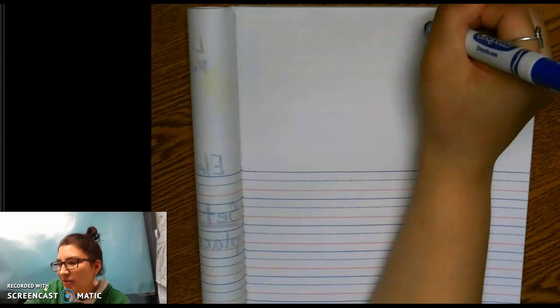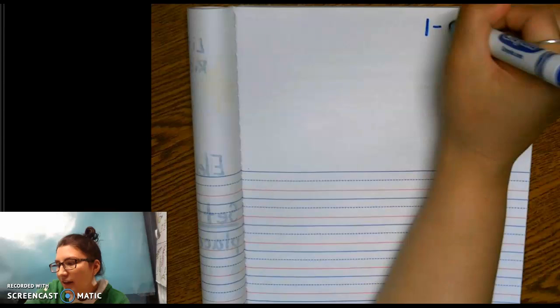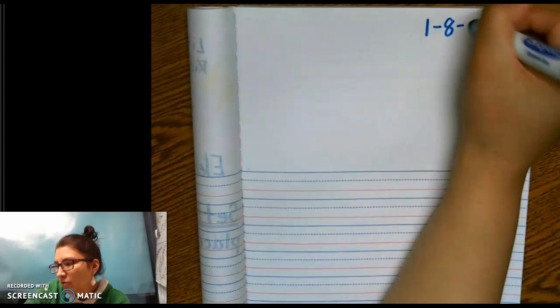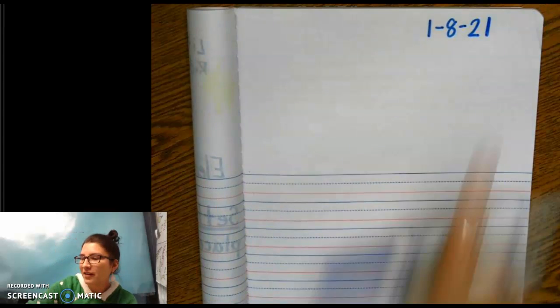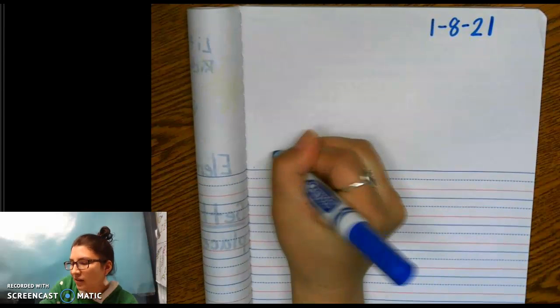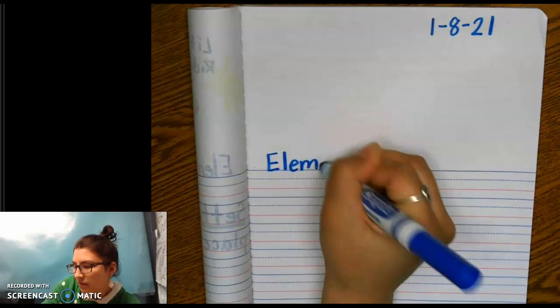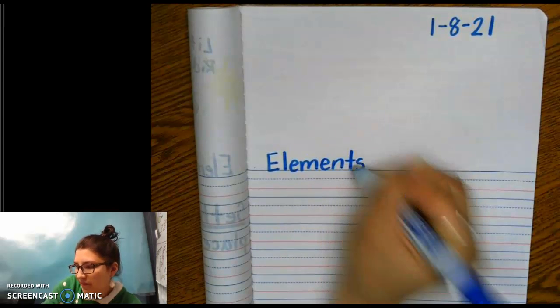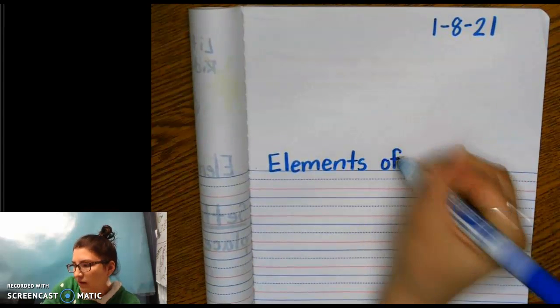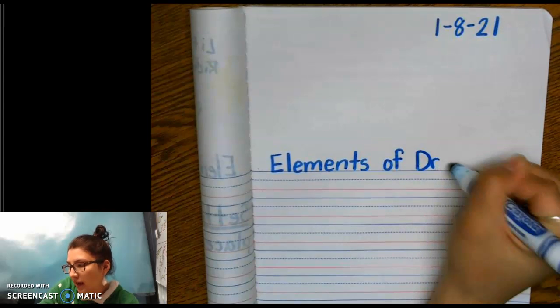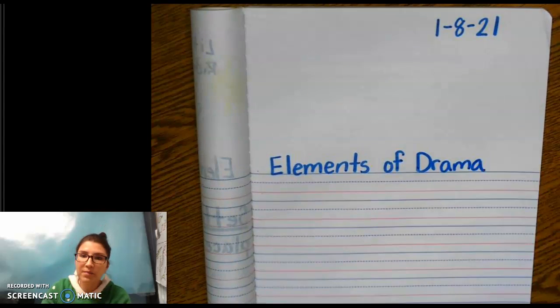Okay, for today's Elements of Drama review, we're going to be going over dialogue. So let's write today's date, 1-8-21, new year. Don't forget that, 21. The title for this page is Elements of Drama. If you need more time to write both of these, just go ahead and pause the video.